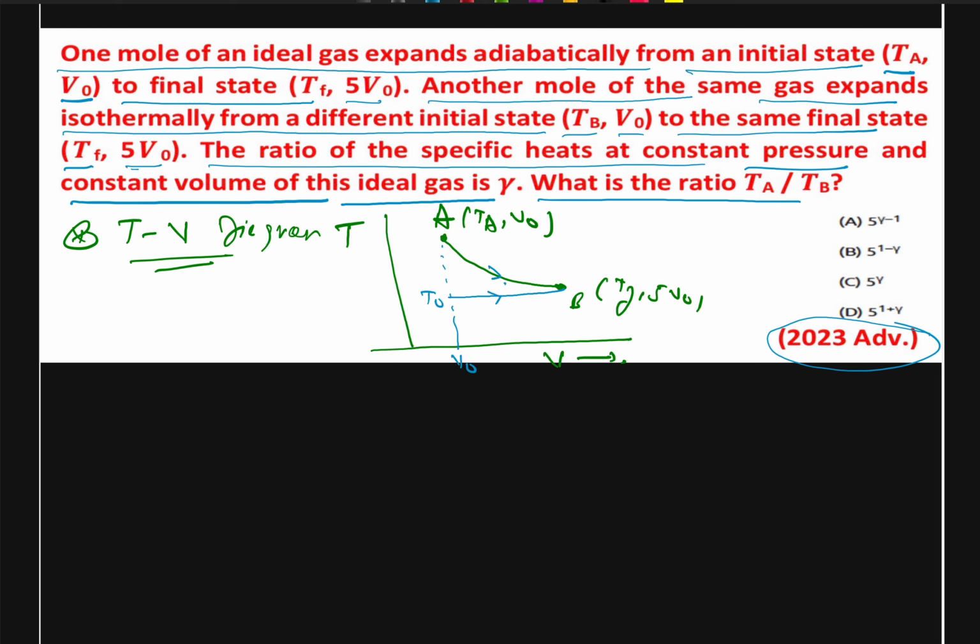One second. From a different state, TB. Okay, so this is not B. One second. TA to final state. Okay, let me write this as simple state F, final state TF. Okay, and isothermally from a different state B. So this is our different state B.